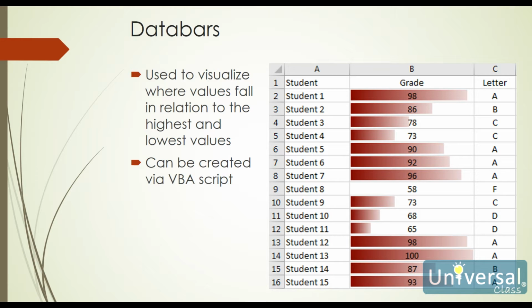So we can look across the top there and see that the 98, wow, that bar goes almost all the way across the cell. If you go down to student number 8, you'll notice that they received a 58. They were the lowest score, so they don't have a bar at all. And if you go down to student 13, they received 100%, so they have a bar that goes the whole way across the cell. It makes it really easy to visualize who has the best and lowest scores.